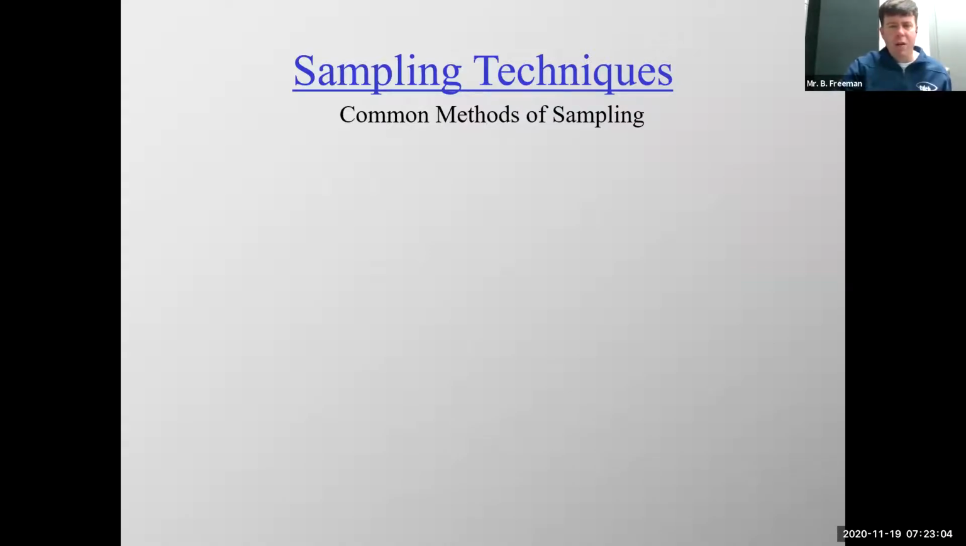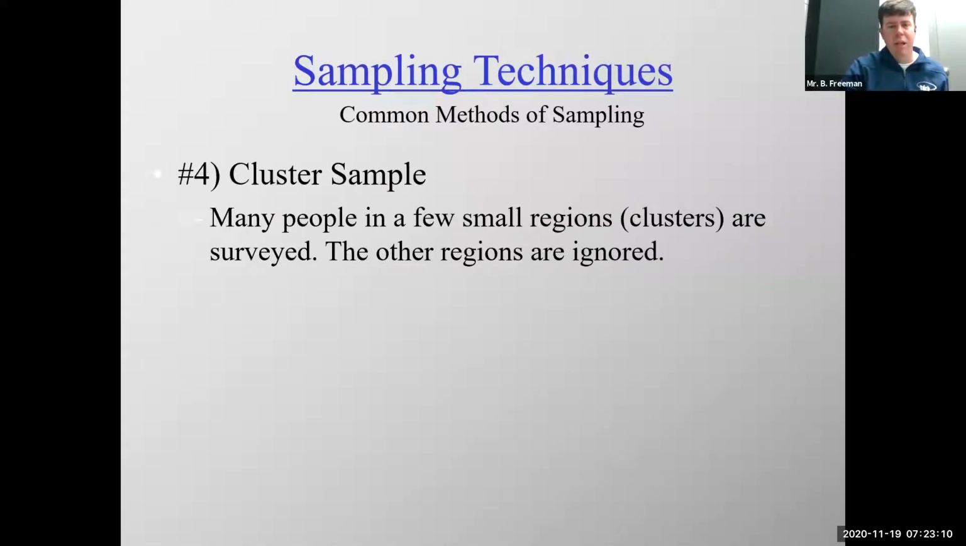The next 3 types are not used as much, primarily because they're not as accurate, but there are contexts where they get used because of how simple they can be. Cluster sample is one that actually does get used more just because of the ease of it. And this is where you say, I'm not even going to try to do every 10th person or randomize my group. I'm going to just go to a few small regions and survey as many different people there as I can.